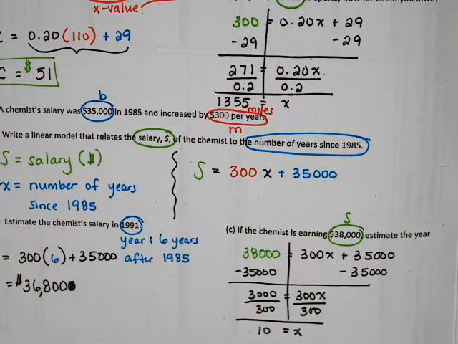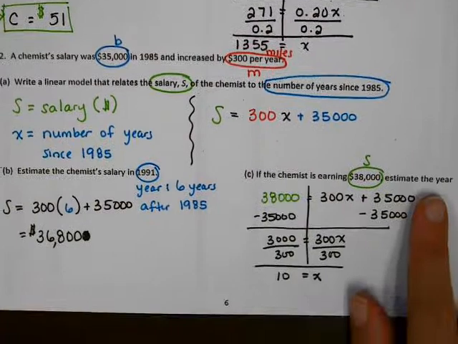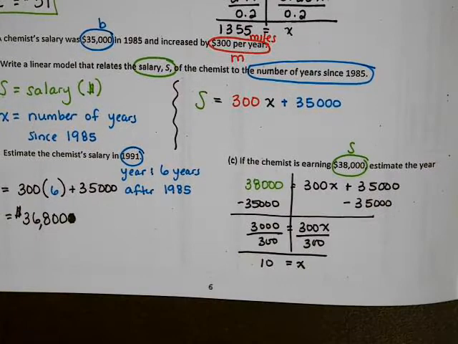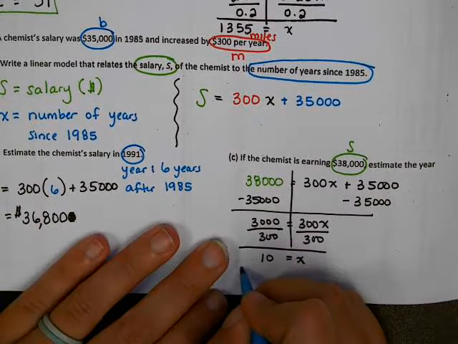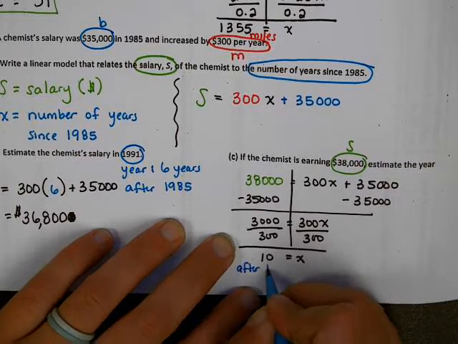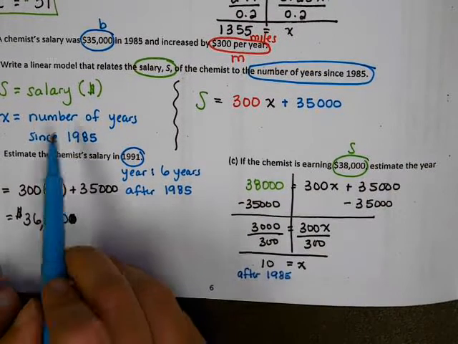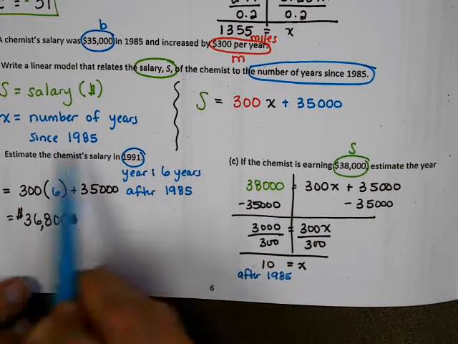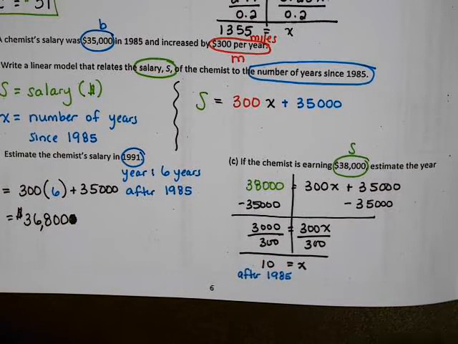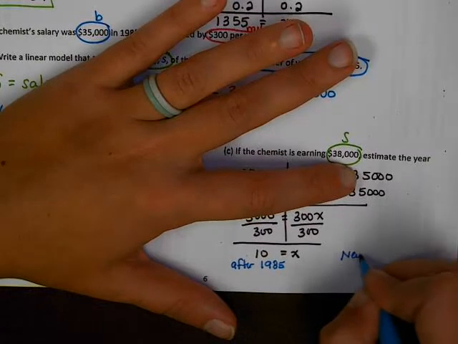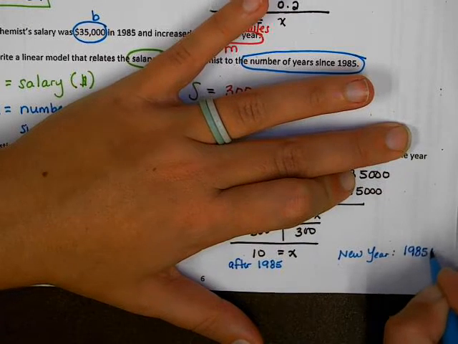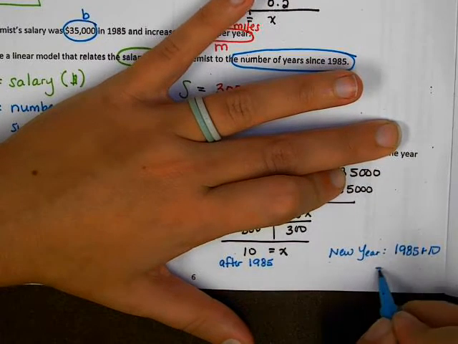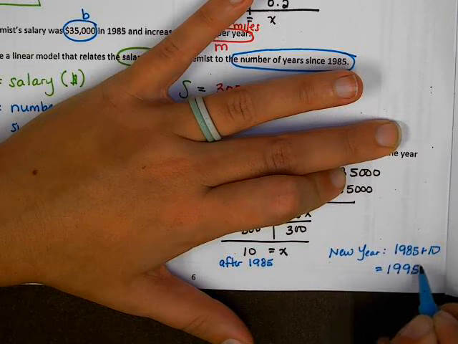But that doesn't tell me what year it is. It says estimate the year. It's not the year 10. It's not like 10 BC when dinosaurs were still around or whatever. So what we're going to do is we're going to say it's been 10 years after 1985 because we're measuring for how many years it is after 1985. If it's been 10 years, then the new year would be 1985 plus 10, which is 1995.